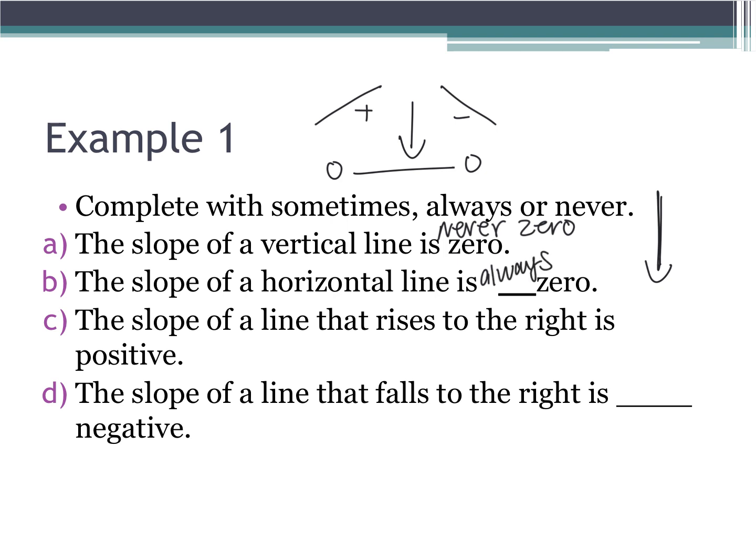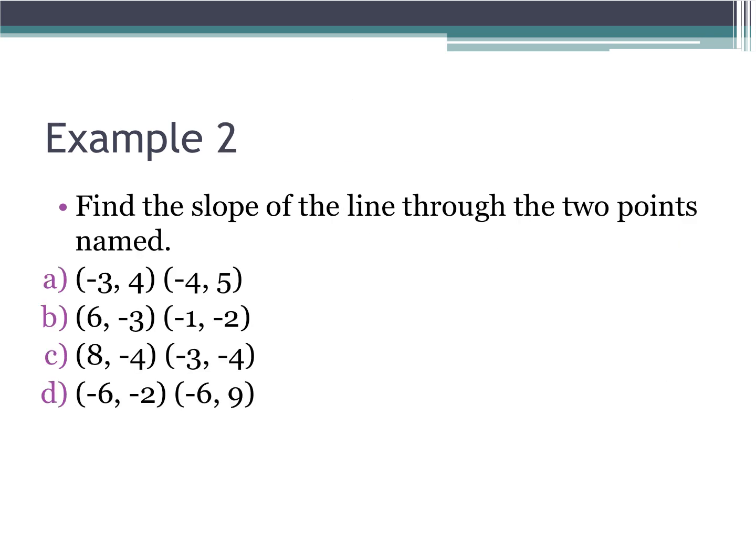Looking at the next one, the slope of a line that rises to the right is blank. Positive. Always. Good, David. The slope of a line that falls to the right is blank. Negative. Always. Good, class. Always negative. All right, you guys will see this on the test.